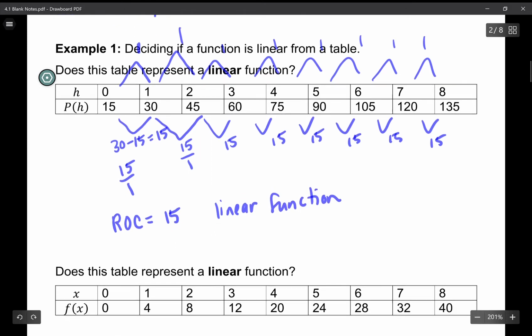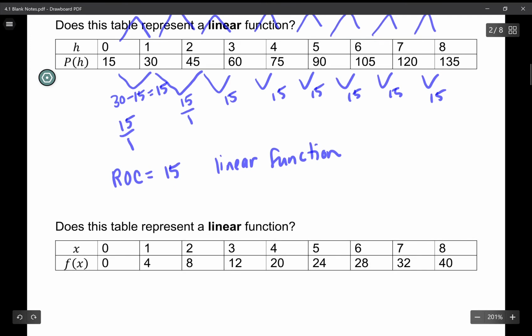All right, let's take a look at the second example. I want you to look at this example and decide if you think this table represents a linear function. Pause the video and see if you can decide if this function is linear or not linear. All right, let's go ahead and take a look. When I'm looking at my inputs, I can see they all go up by 1, so I'm not going to bother writing that a whole bunch of times, but the change in input is 1 each time. Let's look at my change in outputs.